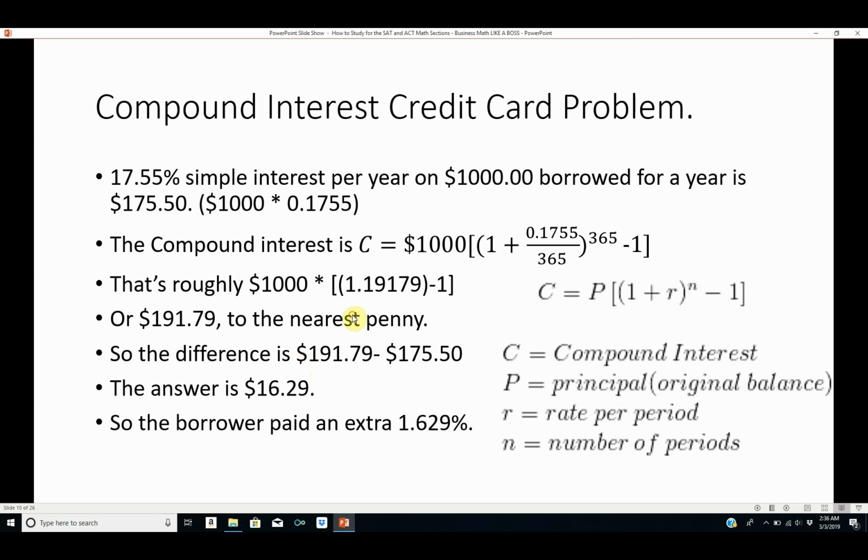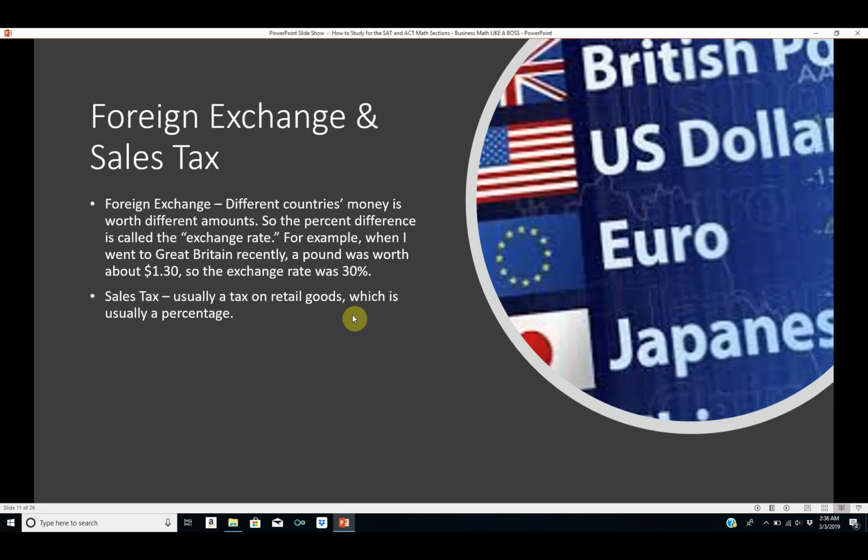The next issue here is foreign exchange and sales tax. Foreign exchange is basically how much money from different countries is worth relative to each other. Different countries' money is worth different amounts. Some countries' money is considered to be more stable and less likely to lose its value, so it's worth more than money from countries that have weaker economies, I guess you could say.